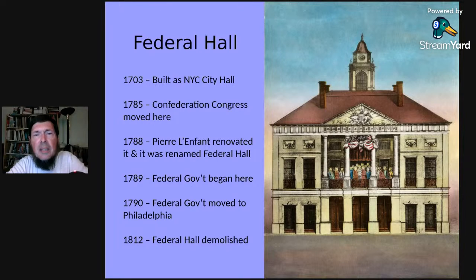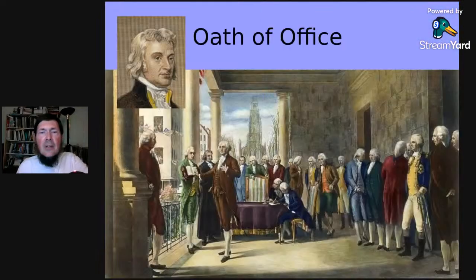I have just a little bit of information here about Federal Hall. The building that's there now is not the building that George Washington was in. That was an older building that, interestingly enough, was renovated by Pierre L'Enfant for the use of the U.S. federal government under the Constitution, which only used it for a year before it moved away to Independence Hall in Philadelphia. So this is that building. They're trying to portray George Washington taking the oath here.